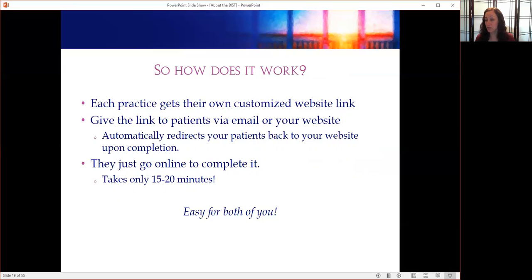So they just go online, take the test, which takes only about 15 or 20 minutes, and it's really easy for them. It's really easy for you. It's a super simple program.